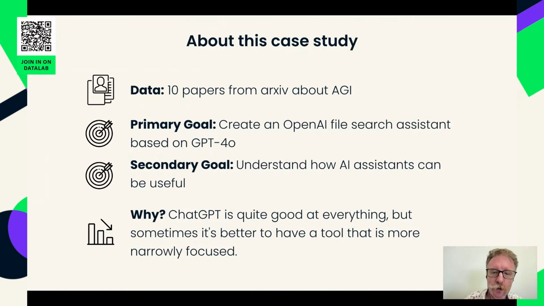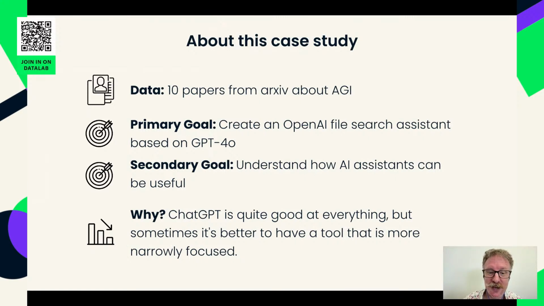The goal for today is to create an OpenAI assistant based on the GPT-4o model. The GPT-4o model is the latest model from OpenAI, so it's their most powerful model. We're going to build a file search assistant. It's got access to the papers from arXiv that we're going to upload to it. We're going to ask it some questions, and it's going to find the answers in those papers. And secondly, we're going to talk a little bit about why AI assistants are useful and when you might want them.